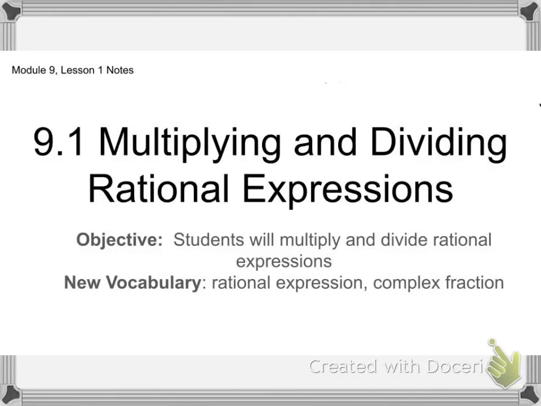Welcome to a new module, Module 9. We are going to be learning about rational functions in this module. So when you hear rational, I want you to think ratio. Something like A to B. Another way to write this ratio is A over B or A divided by B. So when we talk about rational expressions, we're talking about polynomials in a fraction form.